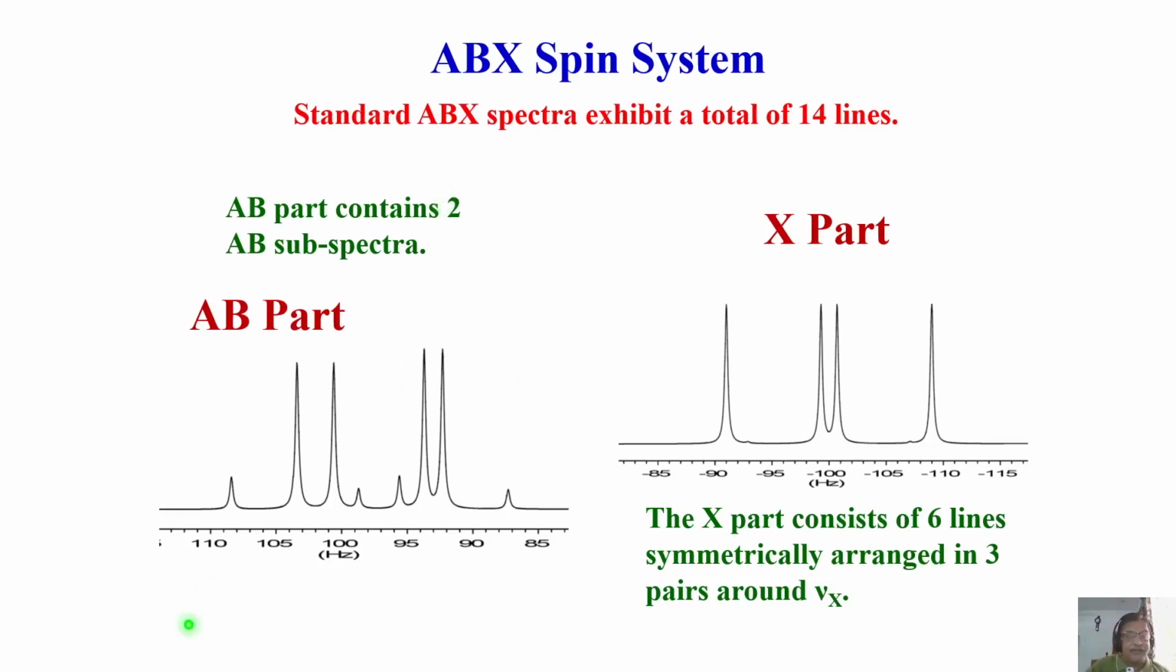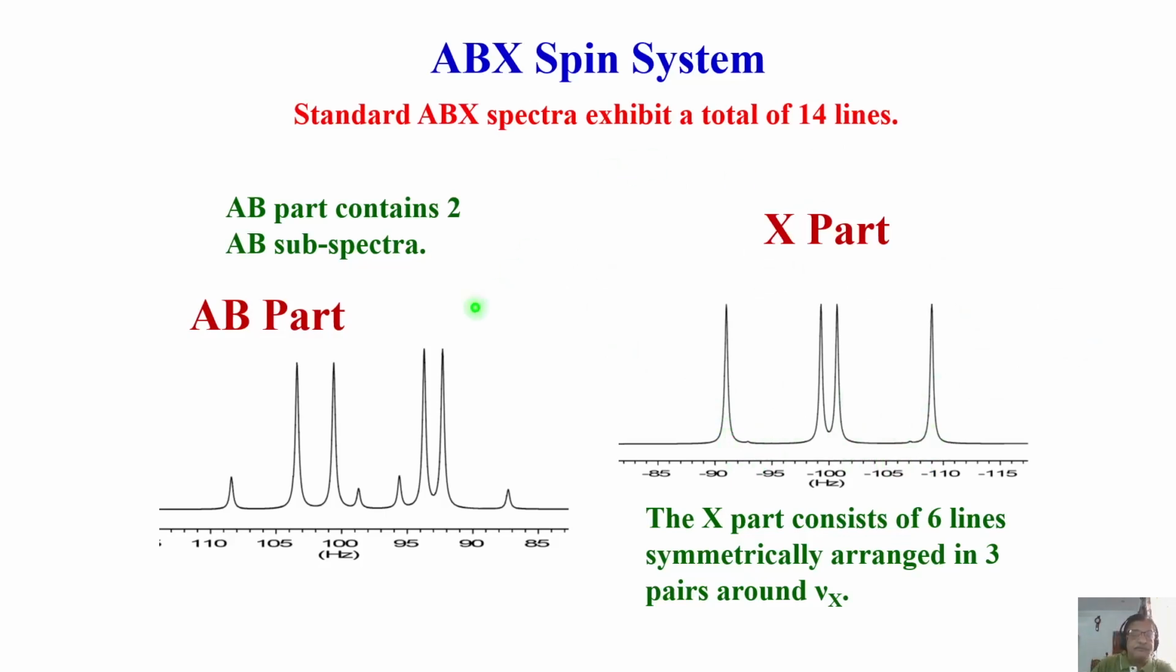The AB part we know how to analyze. This is an AB part. Remember, in the ABX case, the AB part contains two AB subspectra and an X part. The X part in principle should have 6 lines, but most of the time you get only 4 lines. It is symmetric with respect to the center. If you carefully see, you can see a peak here of minute intensity. Can you see it? You can still see 6 peaks, but most of the time the 2 lines of weak intensity are not seen, only 4 peaks are seen.